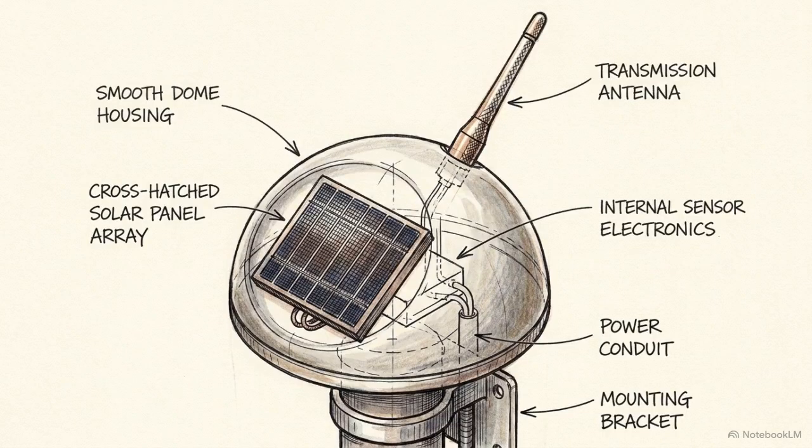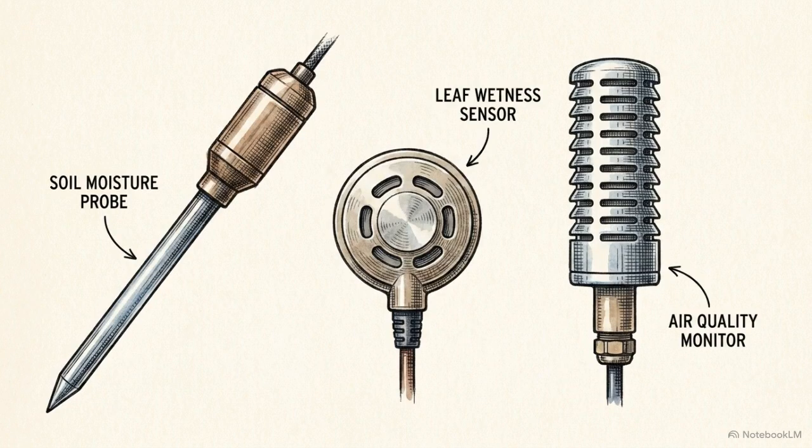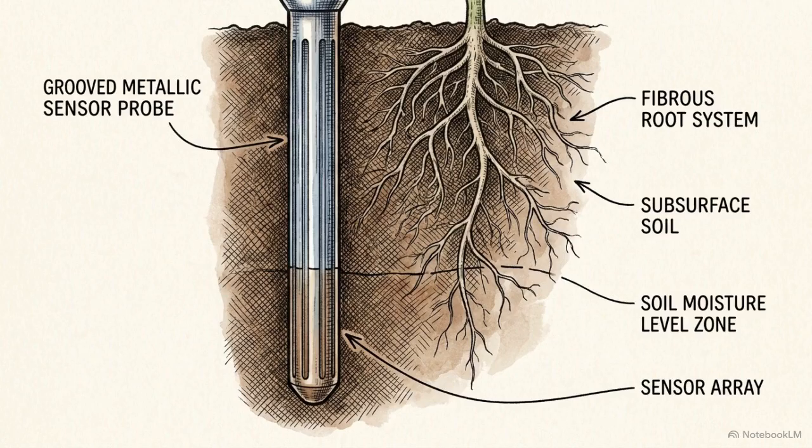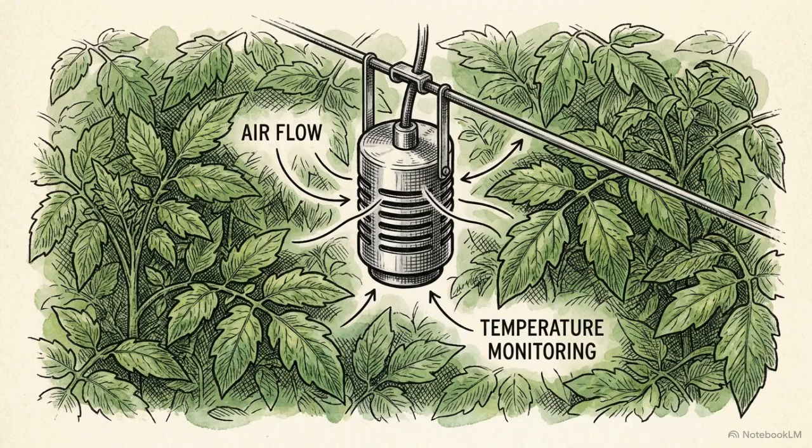These act as the biological senses of the farm, continuously capturing microclimate data. You deploy different hardware depending on the data you need. Moisture and salinity sensors are placed deep in the soil near the root zones, while temperature and humidity sensors monitor the air above the canopy.